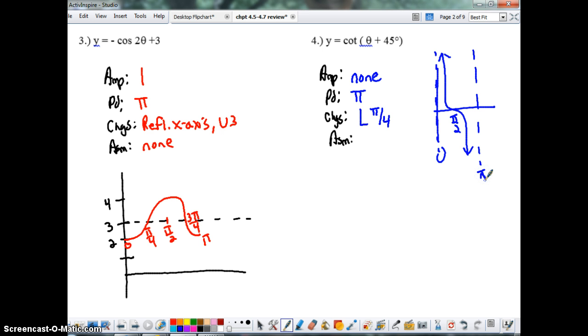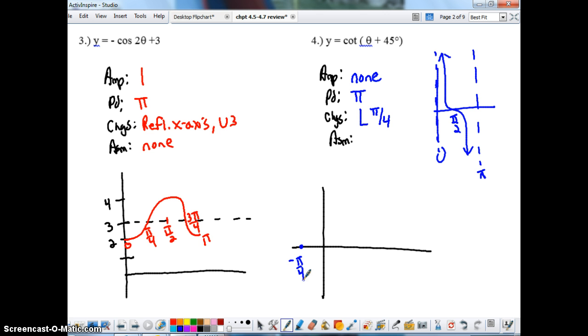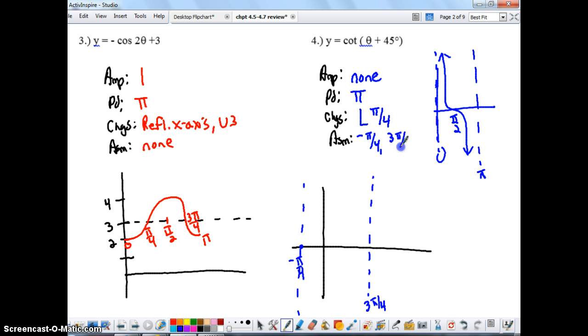All right, so now I'm going to subtract pi over 4 from each one of those when I do my actual graph here. So 0 minus pi over 4 puts me at negative pi over 4. All right, that's my first asymptote there. Pi minus pi over 4 puts me at 3 pi over 4. It's my second asymptote. All right, so I can fill those in now. Negative pi over 4 and 3 pi over 4.